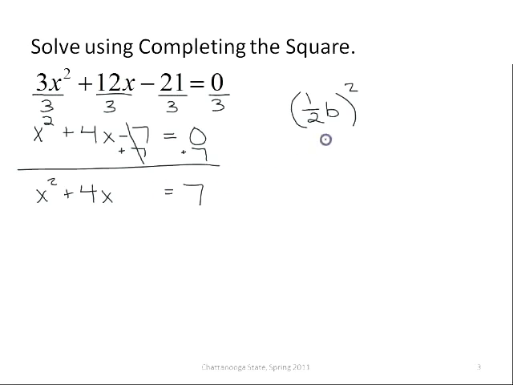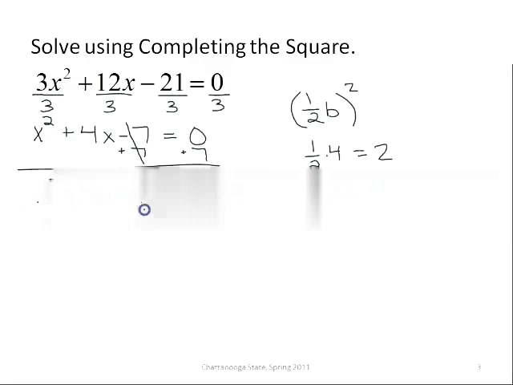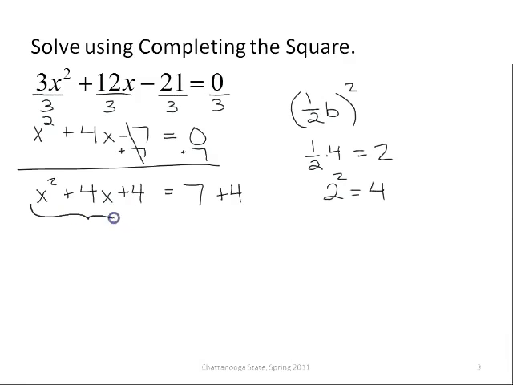Well, my b in this problem is 4. So I want half of 4, which is 2. And then I want to square that, so 2 squared is 4. So what I want to do now is add 4 to both sides of my equation. Once I do that, the first side of the equation is what we call a trinomial square.